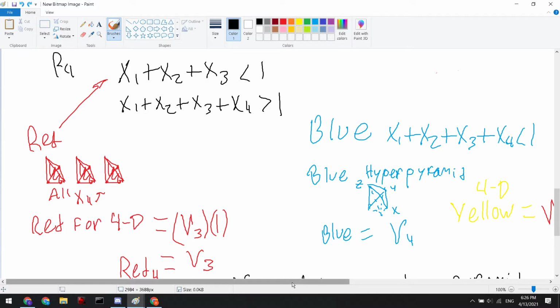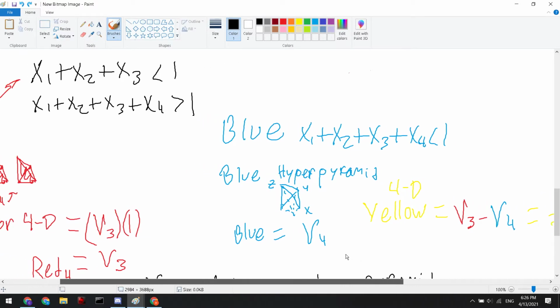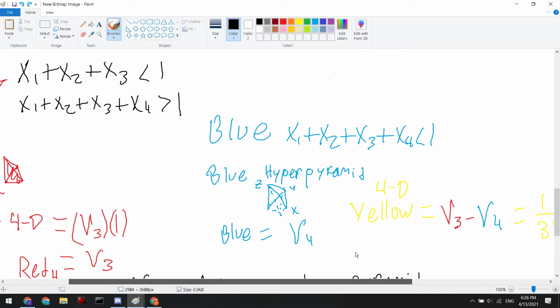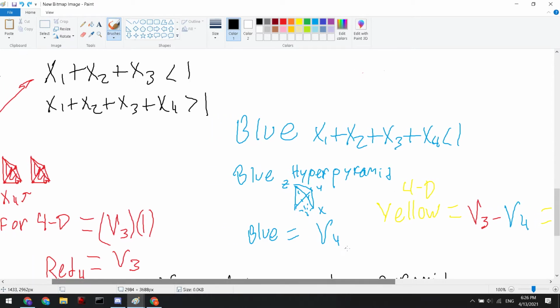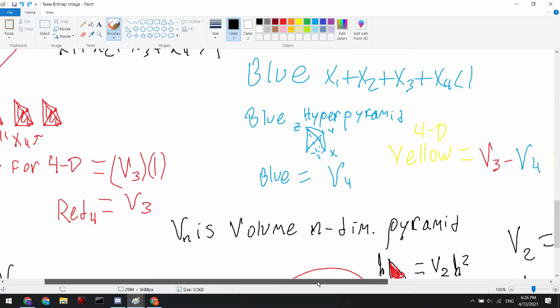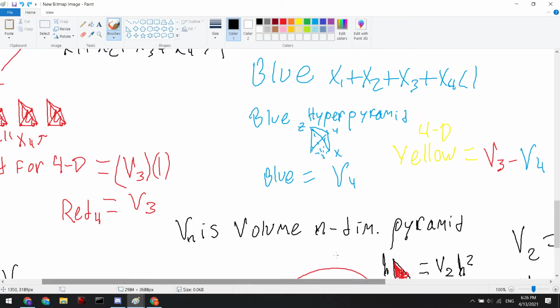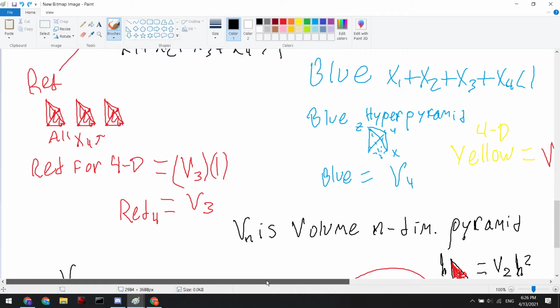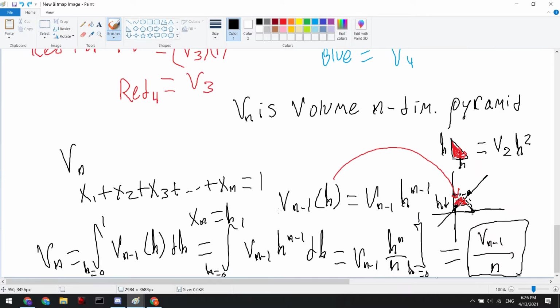And so our 4-dimensional yellow is the same as before. It's going to be our V3 minus V4, which we will figure out in a moment. So the question is, what is Vn? So we've labeled Vn as the volume of the n-dimensional pyramid.